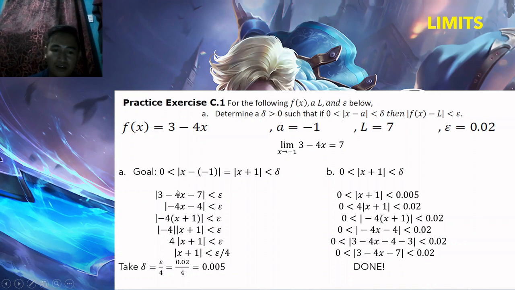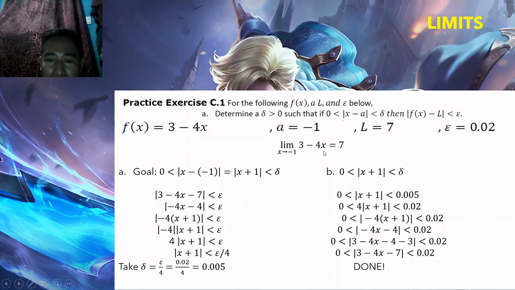So we have formed this, class, less than epsilon. So less than epsilon, which is 0.02. So we are done. So after this one, class, therefore, the limit of 3 minus 4x as x approaches negative 1 is equal to 7. Okay. But class, if we don't use the definition, since that solution is long, you can go direct and substitute negative 1 here.